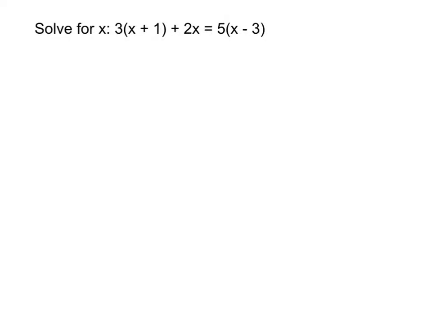So this example is asking us to solve for x. It doesn't look like such a complicated equation. Let's go through it. The first thing we need to do is get rid of the parentheses, and we do this by distributing.